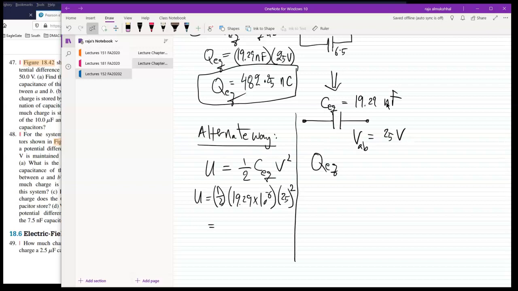So we have here 0.5 times 19.29 times 10 to the negative 6. Sorry, it's a nano, right? So it's got to be negative 9.